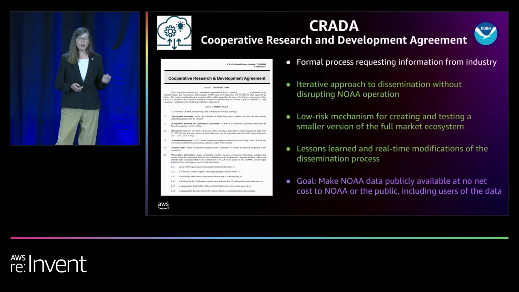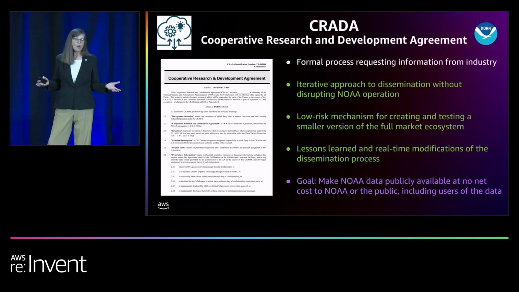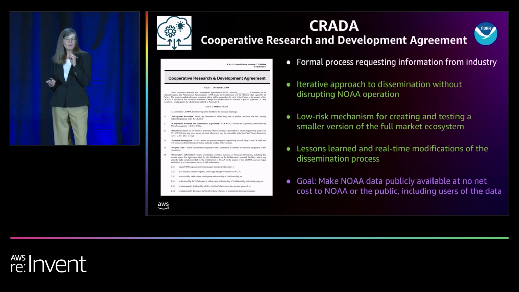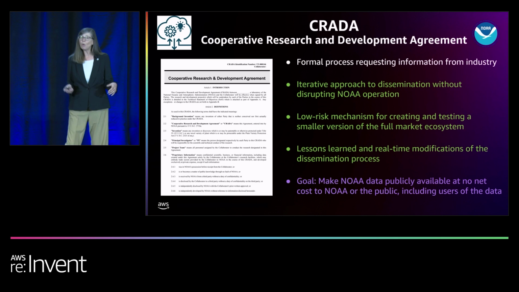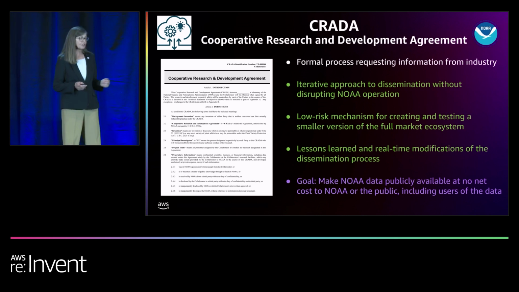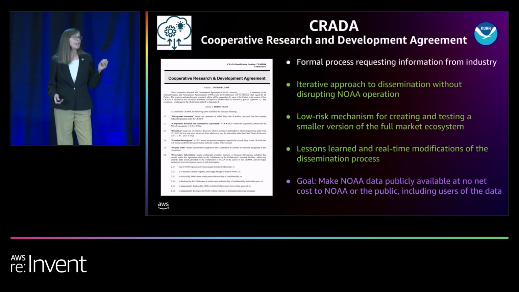Thus, CRADAs were a low-risk mechanism for creating and testing a smaller version of the full market ecosystem, providing an iterative approach to dissemination without disrupting NOAA operations and allowing for lessons learned and real-time modifications to the dissemination process. The goal of the CRADA was to make NOAA data publicly available at no net cost to NOAA or the public, and that includes users of the data, i.e. free egress.